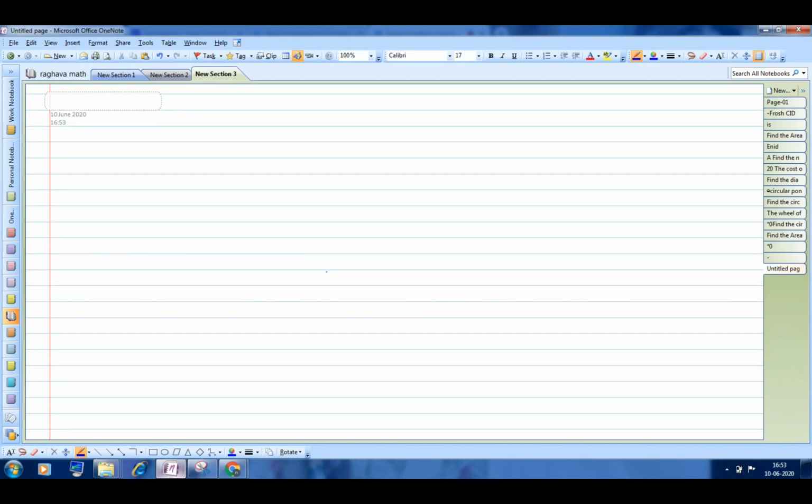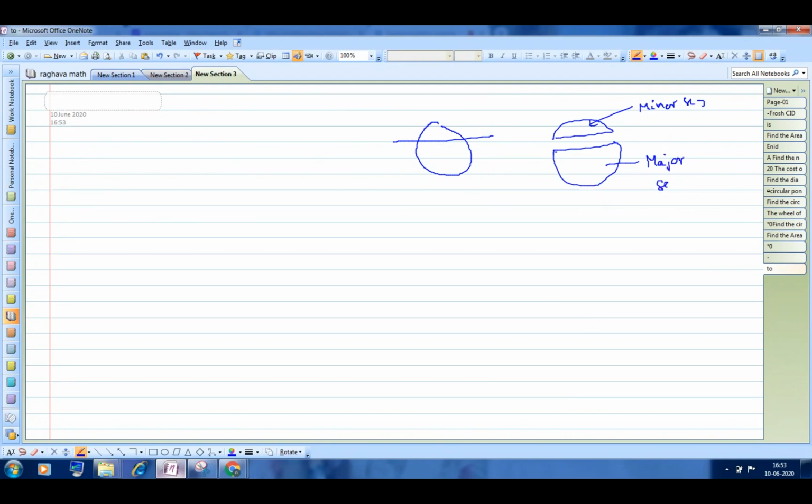Sir, when a chord is dividing the circle. Yeah, if the chord is dividing the circle, suppose this is a circle, the chord divides it, this is one part, this is another part. So is this a sector or a segment? Segment. The small one is called the minor segment, the bigger one is called the major segment. Then when will you call it a sector?